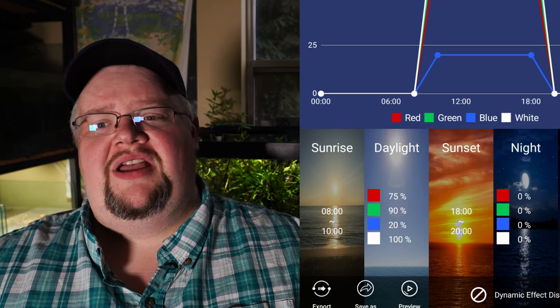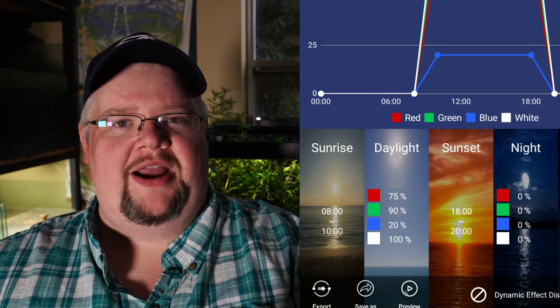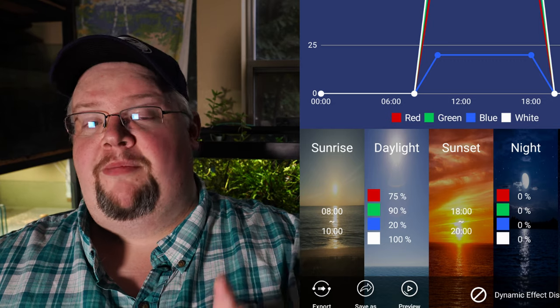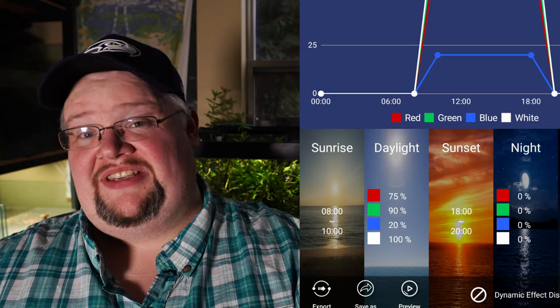The goal here is to kind of have a little bit of a shaded summer day with this type of program. Our sunrise and sunset are both 2 hours long, and then we have about 8 hours of daylight. I know this seems really long, but for a lot of those low and medium light plants, especially your crypts and your Java fern, they actually do phenomenal with longer periods of light at less intensity. And that's what we're trying to create with this particular setting right here.